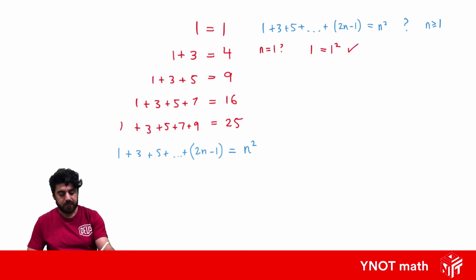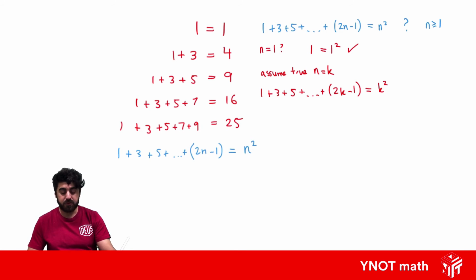Our next step is to actually assume that it's true if n equals k. So we're going to have 1 plus 3 plus 5 plus ... 2k minus 1 equals k squared. And our next step is, if it's true for n equals k, we want to prove that it's true for n equals k plus 1. So we're looking to prove that it's true for n equals k plus 1.